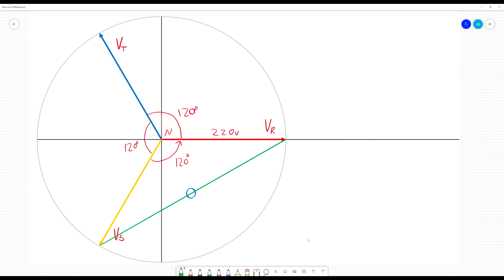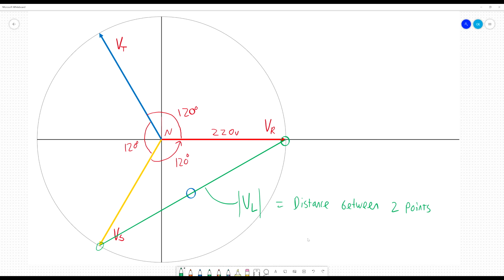the distance between this point and this point is going to be the magnitude of VL. So the magnitude of VL equals the distance between two points.